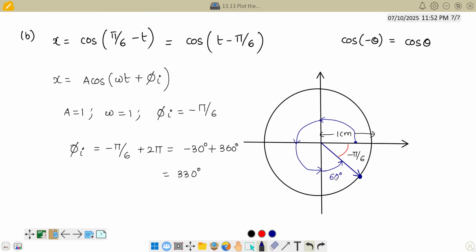Rather than doing so many steps, it is better to simply write phi initial is minus pi/6, right? Rather than going anti-clockwise 330 degrees, just go this way and you will get the location of the particle. So at t equal to 0, this is the location of the particle, it is going in this way, and the radius is 1 centimeter. Angular frequency is 1, radian per second. So this is how we got this. Now we'll go for the next one.